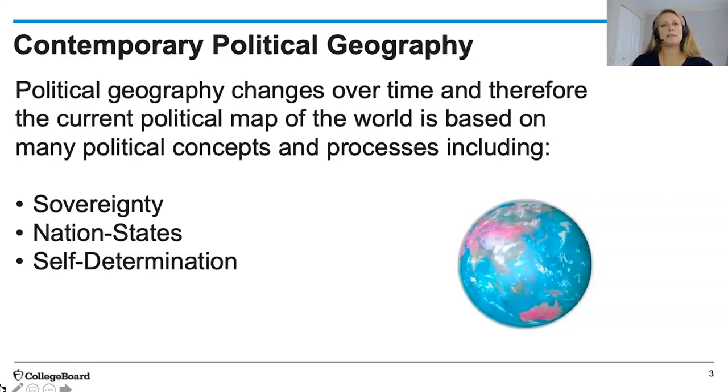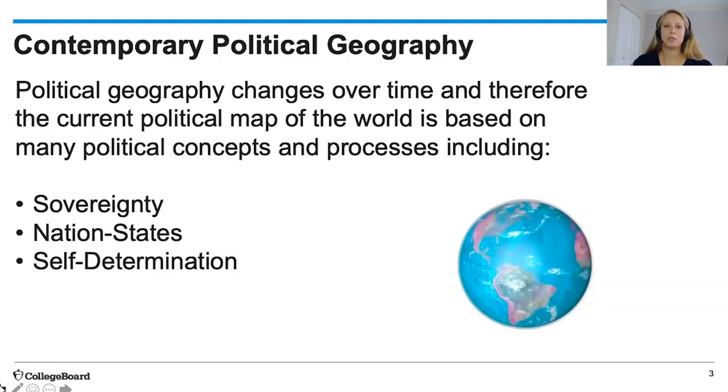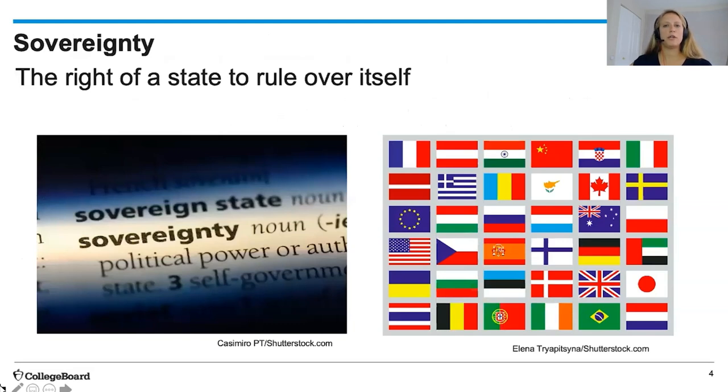Remember that the key skill here is to be able to look at a map or some geographic data about a specific example to use it to explain the political process more in-depth. So the first term to know is sovereignty. This is the right of a state to rule over itself.